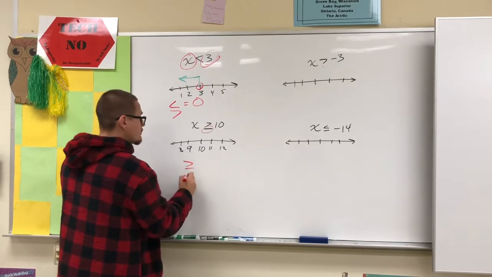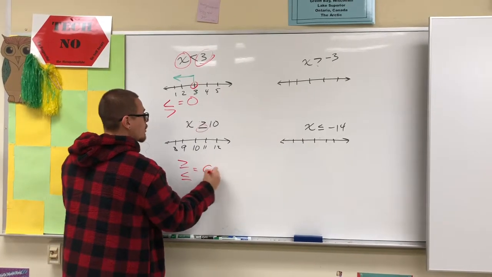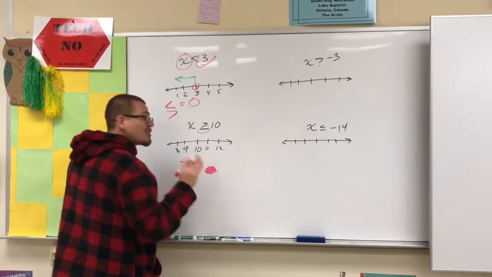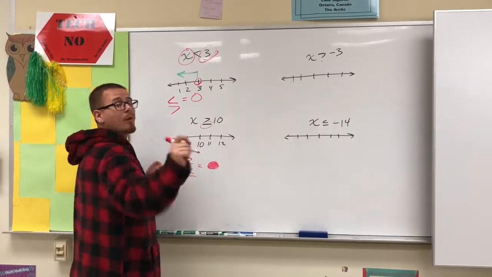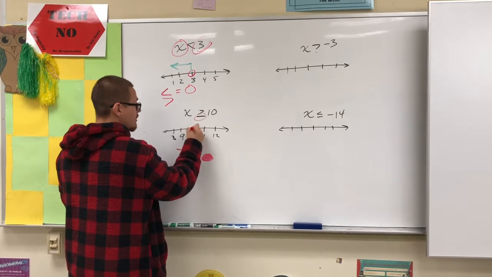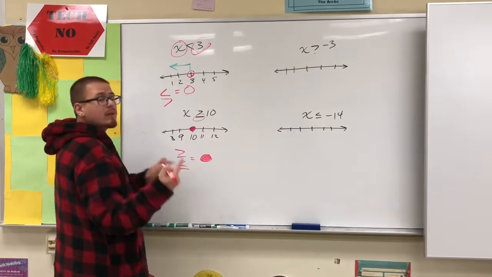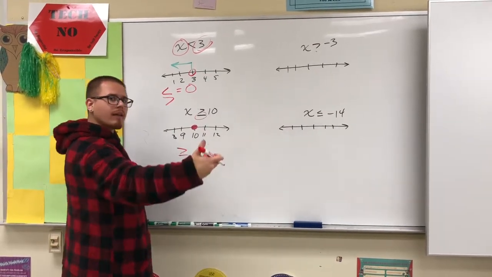It's an equal then. That means it's going to be a closed circle. So greater than or equal to or less than or equal to make a closed circle because you actually do touch it. So in this case, 10 is part of the answer. So we're going to get a closed circle at 10. And then which way do we go? What numbers are greater than or equal to 10?